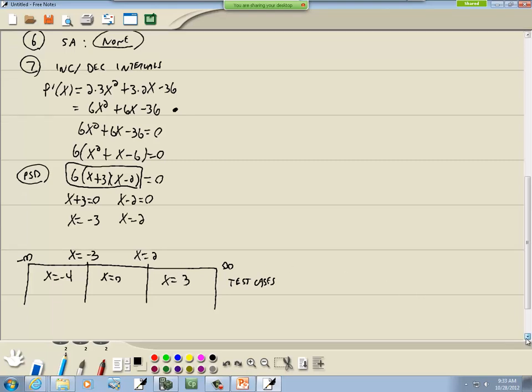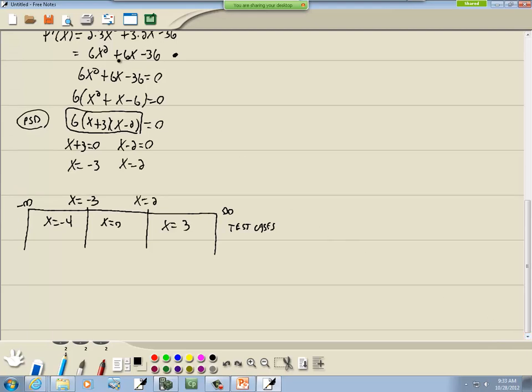And we want to plug that into our first derivative. Now I could plug it in up here, but this is probably the easiest one to plug it into, because all we really care about is the sign. So plug into f prime. Now 6 is always positive, so I don't need it. So let's just plug it into x plus 3, x minus 2.